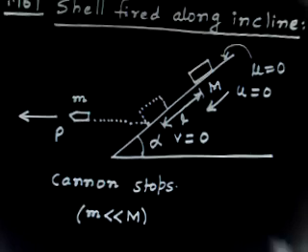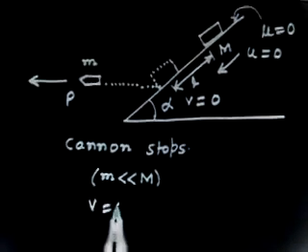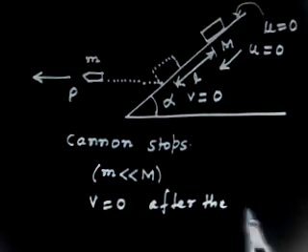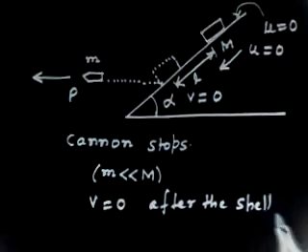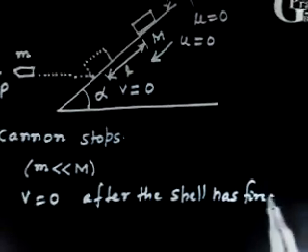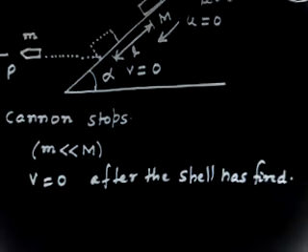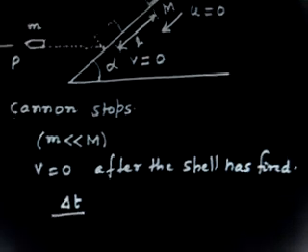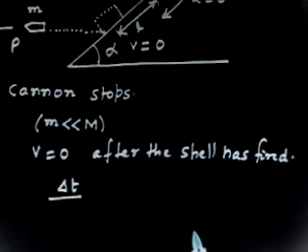Before the shot this velocity was not 0. So this velocity is 0 after the shot is fired, or you can say after the shell has fired. Determine the duration of the shot. So we have to find what is the time interval for which the shot has been fired.